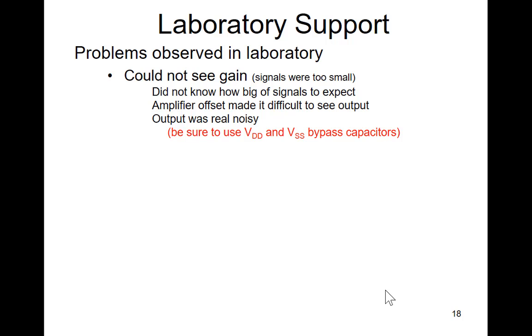Sometimes we don't have the supplies bypassed with bypass capacitors, and you'll get a little bit of oscillation on VDD and VSS. You maybe think your output signal is noisy, but it's not a noisy output signal. Your amplifier is oscillating because the supplies are not stiff.